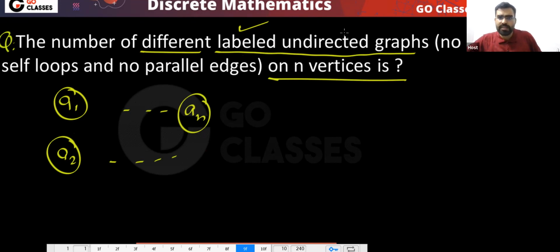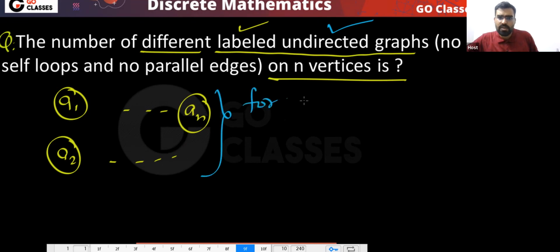You want to create an undirected graph. For every pair of vertices, you have two choices: either you put an edge or you do not put an edge. For every possible edge, you have two choices. Either you make them adjacent or you don't make them adjacent. Yes or no? Only this is what we have.